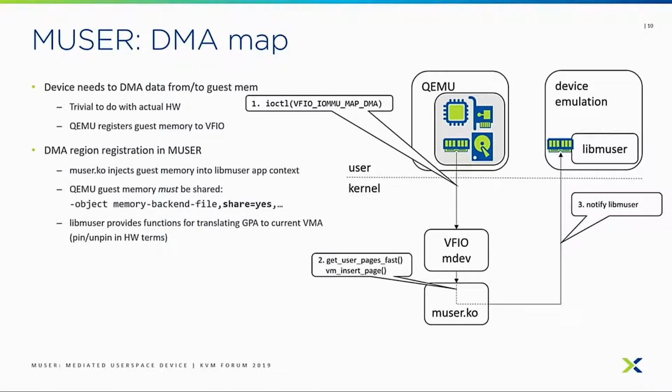One important thing to note here is that the guest memory pages are being shared with the device emulation. In order to achieve this, QEMU must be started with share=yes, which makes the guest memory shareable. MUSER also keeps track of the GPA to current VMA mapping, so the device emulation can always query for this mapping.